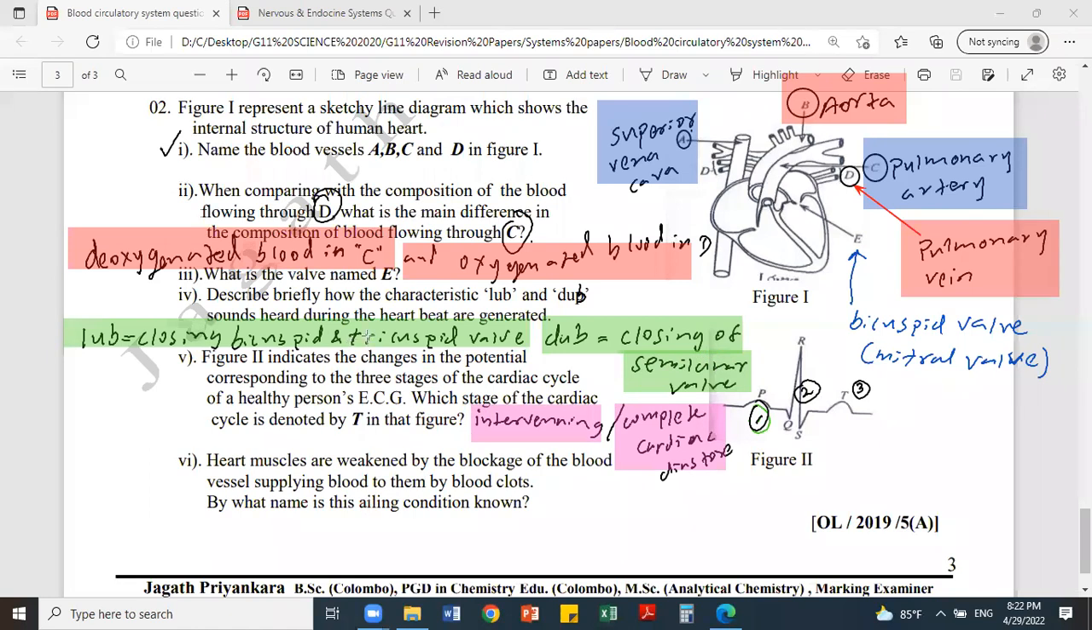Then part 6. Heart muscles are weakened by the blocking of the blood vessels that supply blood to them by blood clots. What is the name this condition is known as? Any volunteers? Yes, Dasula. Thrombosis. Right. Sometimes we call it coronary. If the blood clot is formed in the coronary artery, we call it coronary thrombosis.